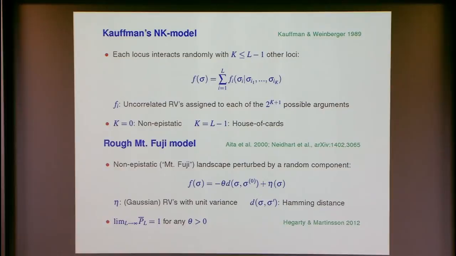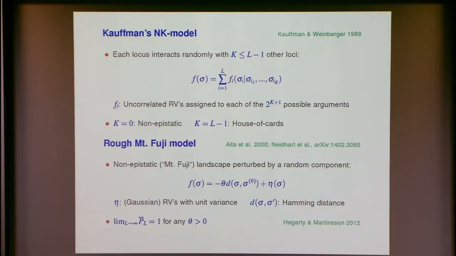The other is the Rough Mount Fuji model that I already mentioned, which was introduced by Aita et al. recently, and we just submitted an extensive analysis of that model. There you define a reference sequence, sigma zero, and fitness varies linearly with distance from that reference sequence, and there's also a random component. This is an IID random variable. Theta is a parameter, and when theta becomes large, the landscape becomes smoother. For that case, Hegarty and Martinsson were able to prove that accessibility converges to 1 for any positive theta. So as soon as you put in a little bit of this linear piece, landscapes become accessible. But I won't talk about this model anymore in the remainder of the talk.